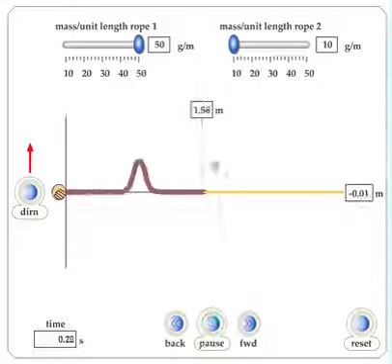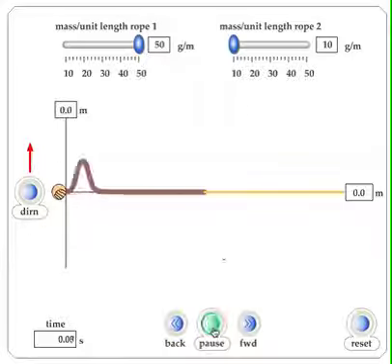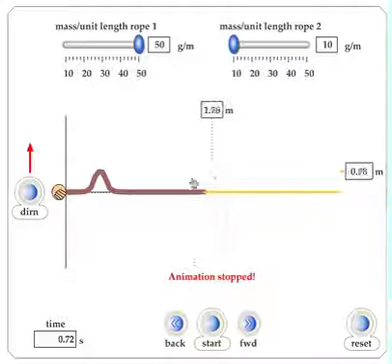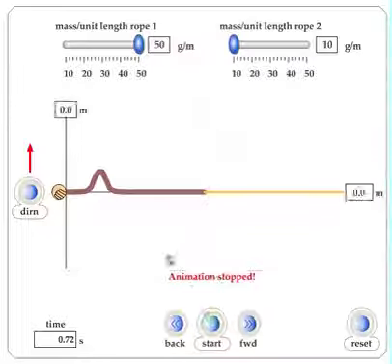And the reflected pulse is also in phase. It comes back on the same side. This is what's called a soft reflection. Why? Because this boundary is acting like a soft boundary. It's a free end. It's free to move.